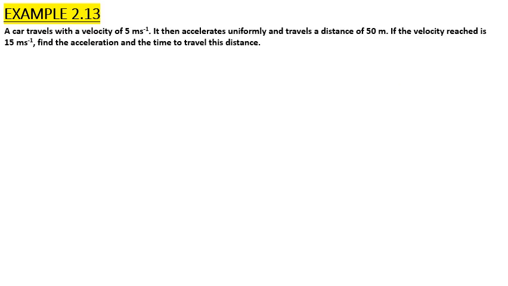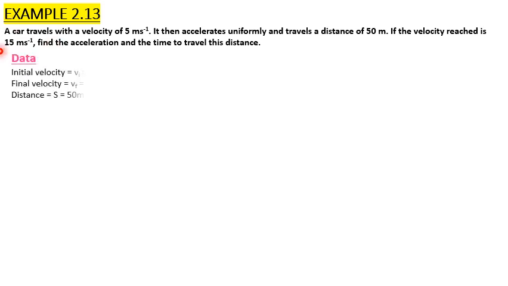Example 2.13. A car travels with a velocity of 5 meters per second. It then accelerates uniformly and travels a distance of 50 meters. If the velocity reached is 15 meters per second, find the acceleration and time to travel this distance.